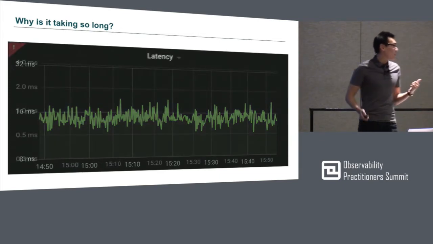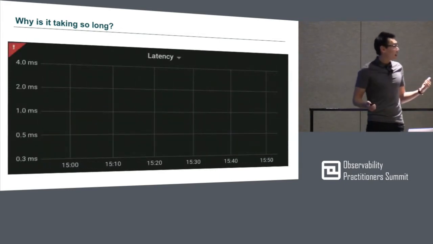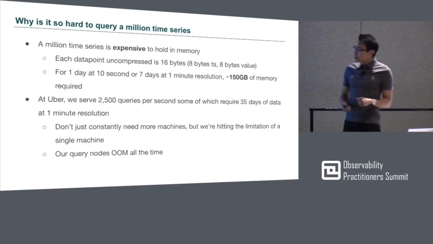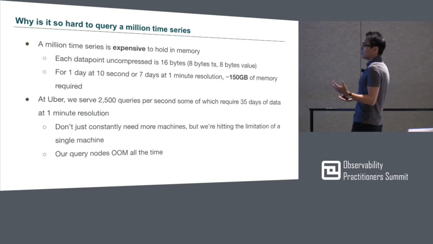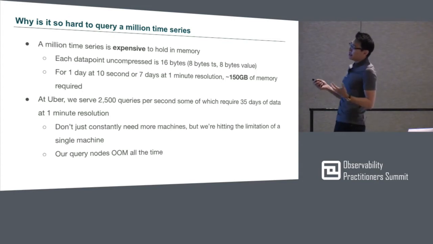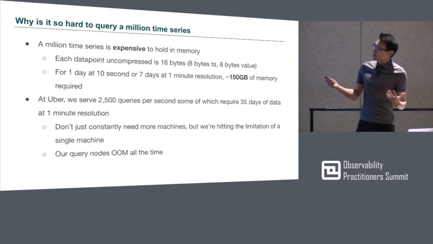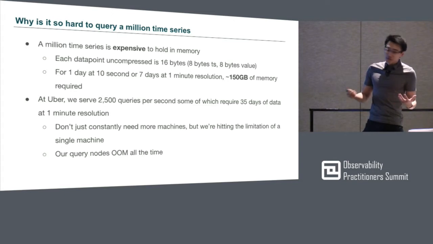Why is it taking so long? Or if it's not taking so long, why does it error out, right? The reason is a million time series is actually really expensive. If we do the maths here, each data point, and this is just for 1 million, not for 3.2 million, is 16 bytes uncompressed. You need 8 bytes for the timestamp, 8 bytes for the value.